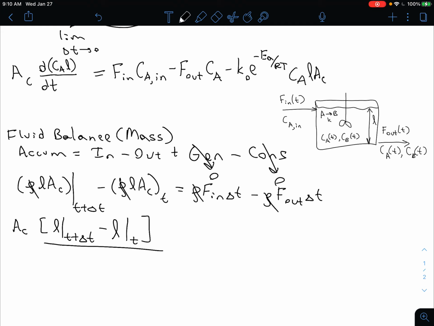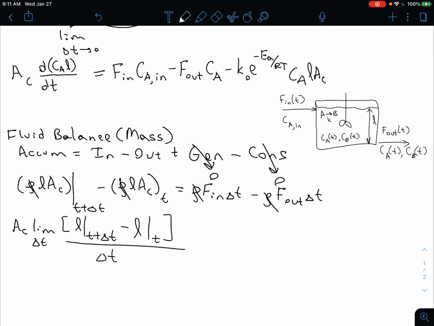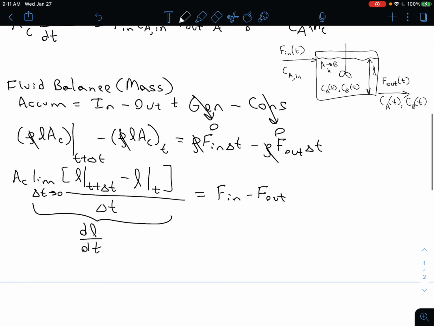I'm going to divide through by delta t. And just like before, I always do this in differential balances. I'm going to take the limit as delta t goes to 0. And on the other side, I'm going to have F in minus F out. And this becomes dL dt. So the equation we can write as dL dt. We don't have to do this, I guess, because I'm not requiring a specific form. But let's write out F in minus F out over AC.